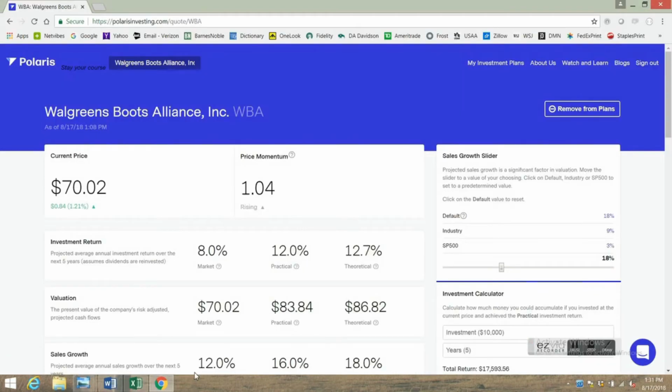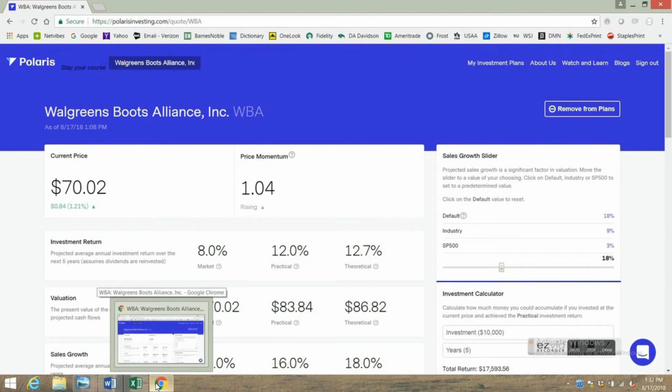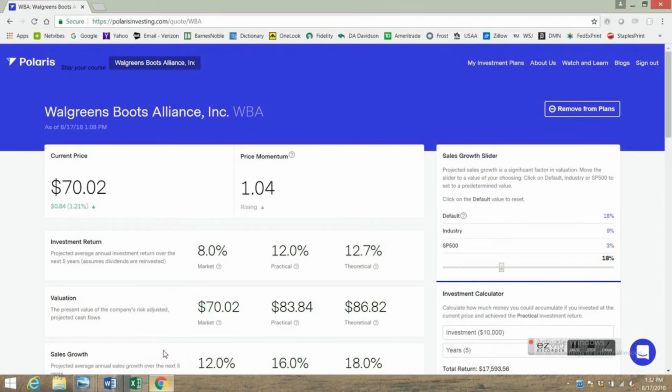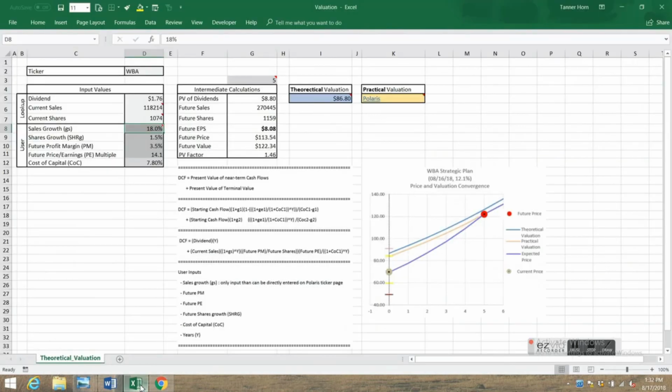But that's what I'll briefly be talking about later in this video, and then get into more detail in subsequent videos on valuation that talk in detail about each input parameter and how to think through them and enter them through the use of the sales growth slider. Alright, so let's first of all talk about the formula itself.